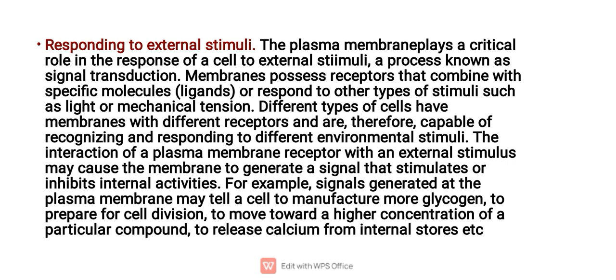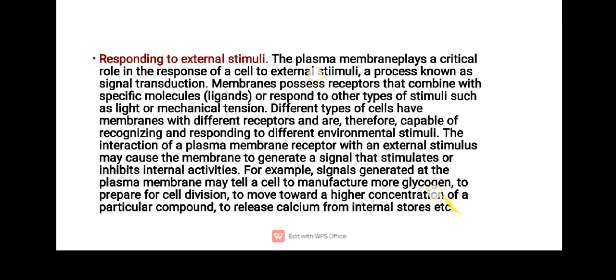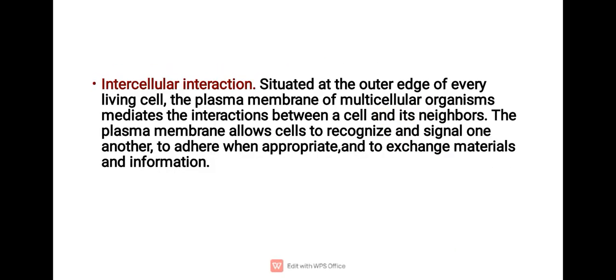For example, signals generated at the plasma membrane may tell a cell to manufacture more glycogen, to prepare for cell division, to move toward a higher concentration of a particular compound, or to release calcium ions from internal stores, etc.